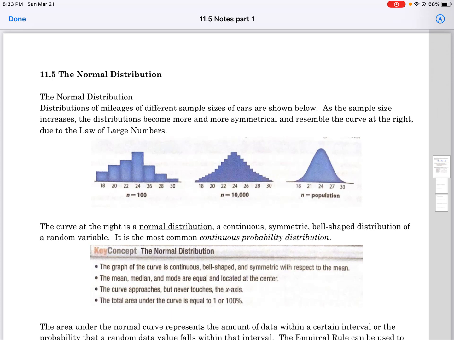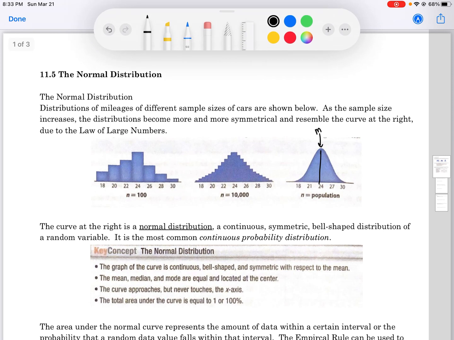It's the most common continuous probability distribution. The curve is continuous, like we said, bell-shaped. It sort of looks like the Liberty Bell. And it's symmetric with respect to the mean. And that really means that the center should be the mean value. The mean, the median, and the mode are equal and are located at the center in a perfect normal distribution. And the curve approaches but never actually touches the x-axis.